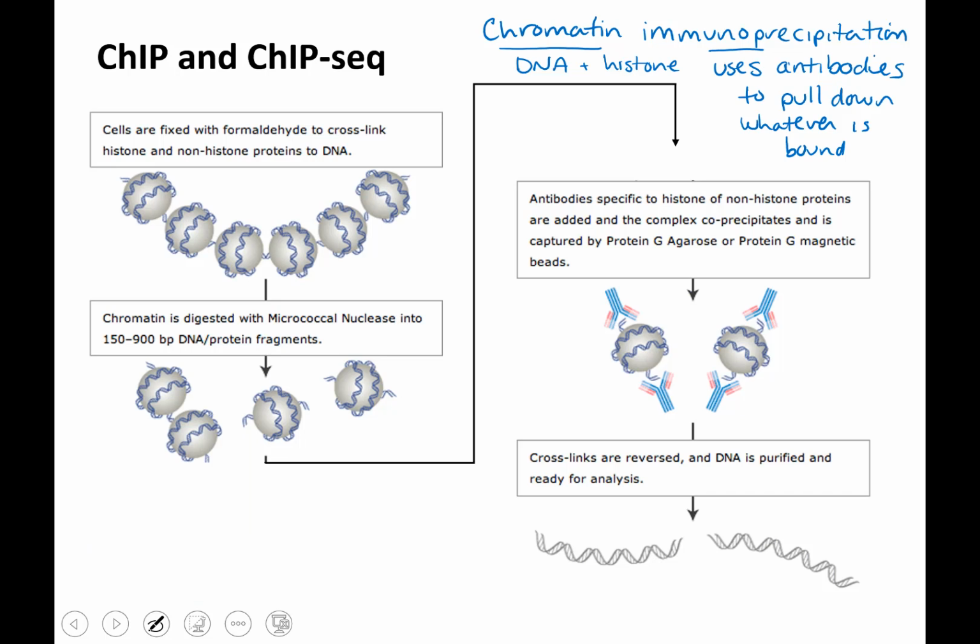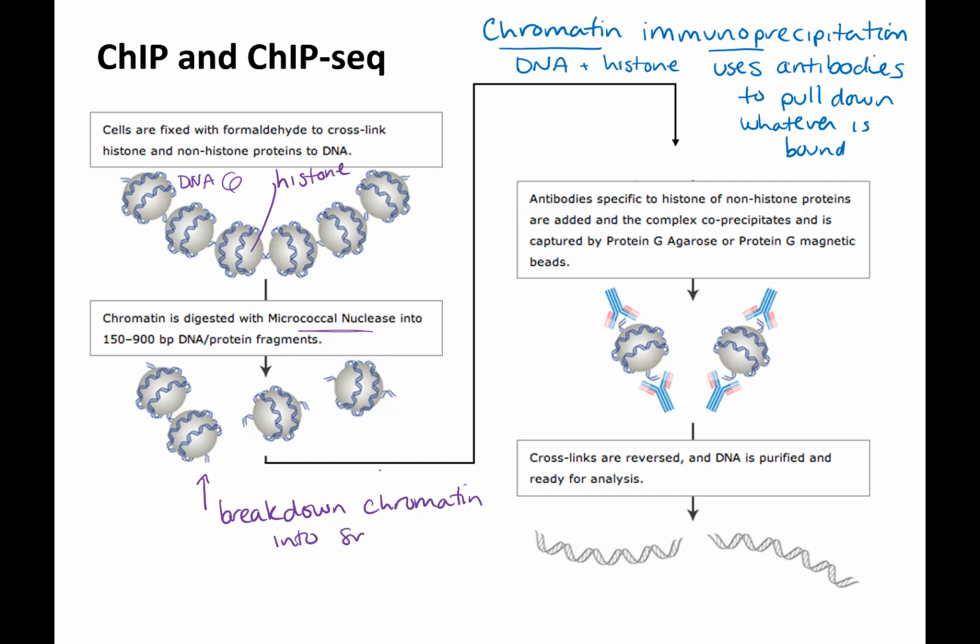Okay, so here we have chromatin, right? DNA wrapped around our histone proteins. And either with an enzyme or with the sheer force of sonication, we want to break this chromatin into small units, because you don't want to pull down a huge chunk of DNA that's not specific. You want to look for very specific interactions.